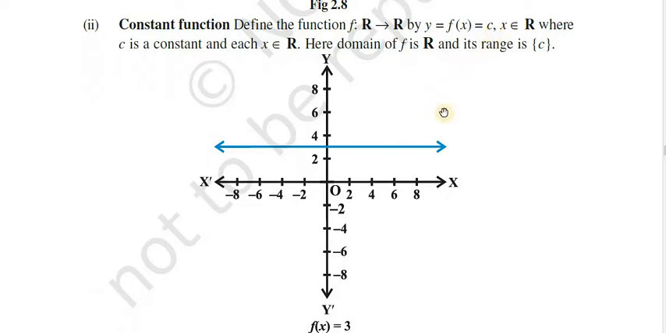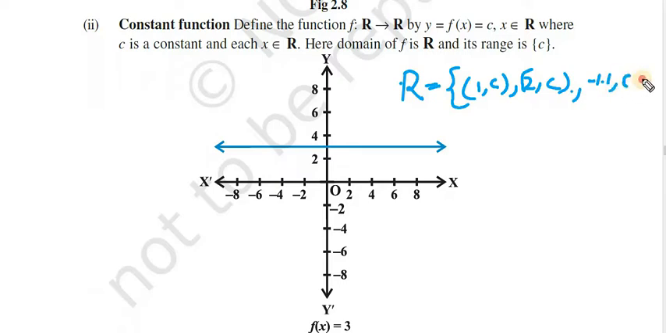For example, if c is equal to 1, then whatever you put, the value of y will be 1. If it is 2, the value of y will be 2. If you try to write this out, the range is the set {c}. Whatever you put, minus 1.1, what will be the output? c. If you put square root of 2, what will be the output? It will be c.